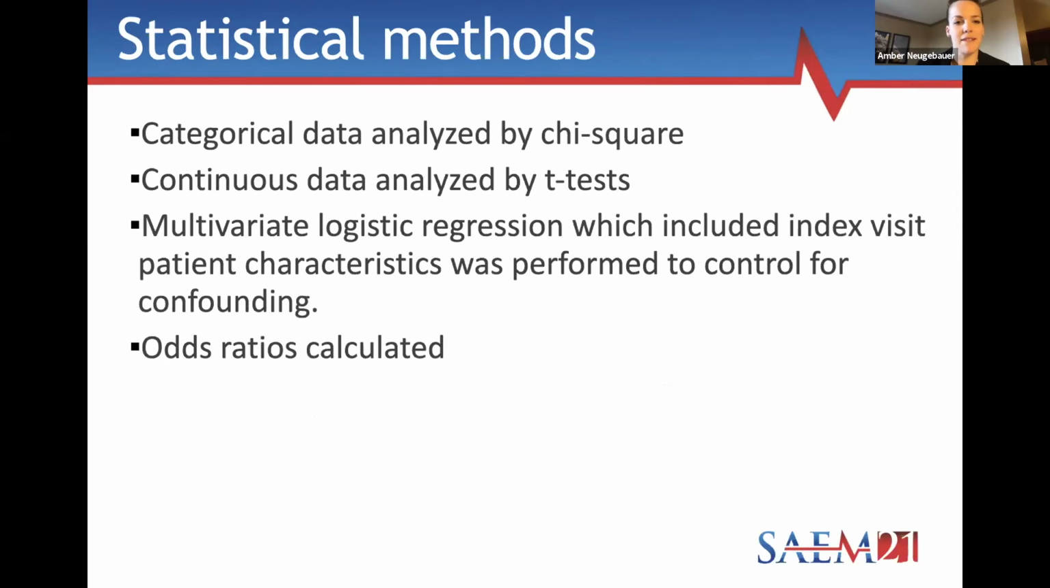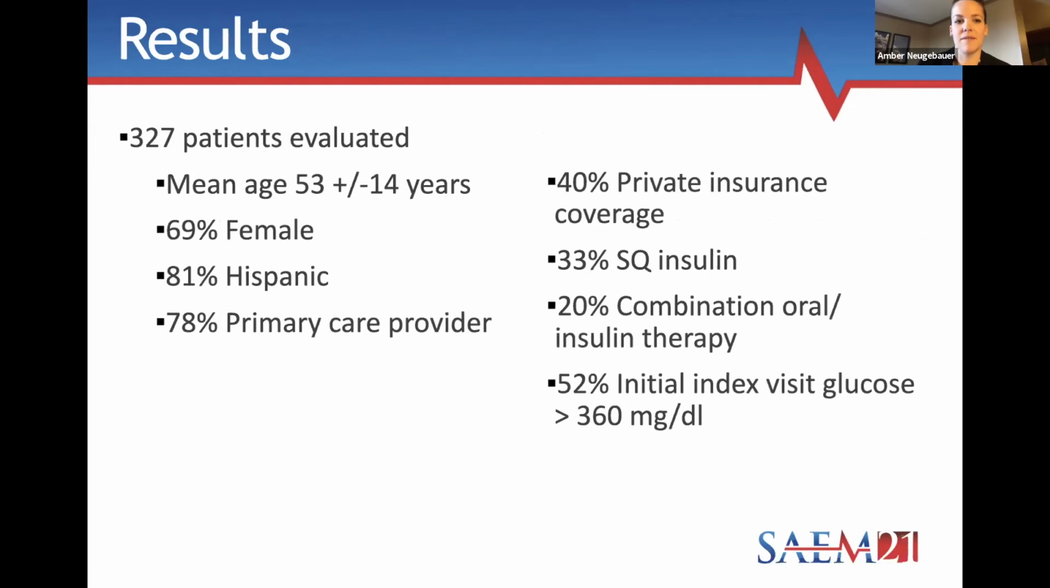In terms of methods, categorical data were analyzed by chi-squared, continuous data were analyzed by t-tests, and multivariate logistic regression was performed on index visits and patient characteristics to control for confounding, and the odds ratio was calculated. Our results found that there were 327 patients included in our study.